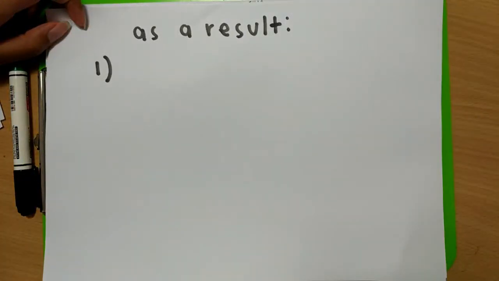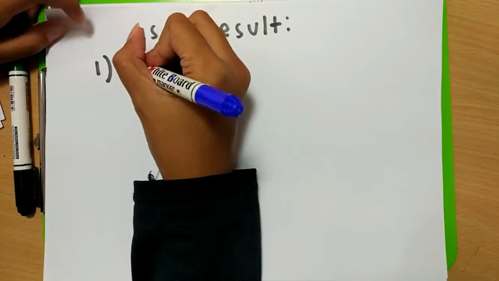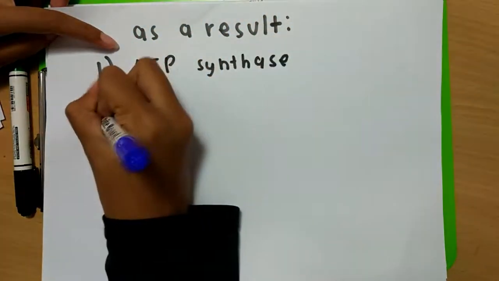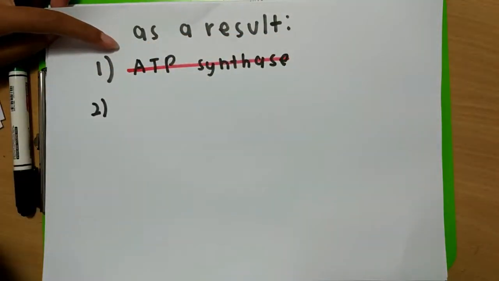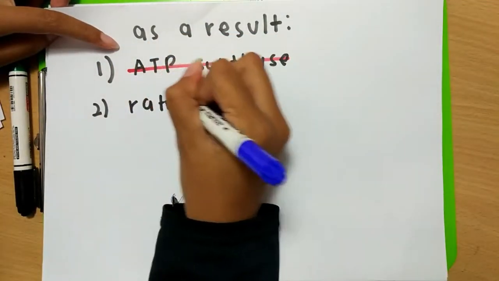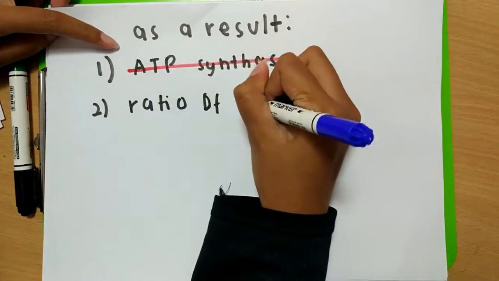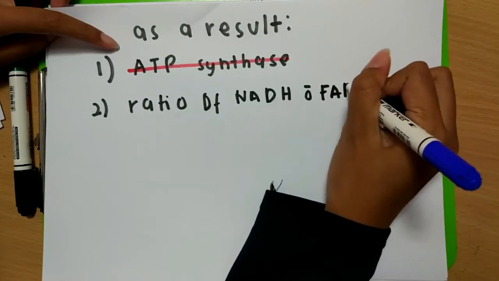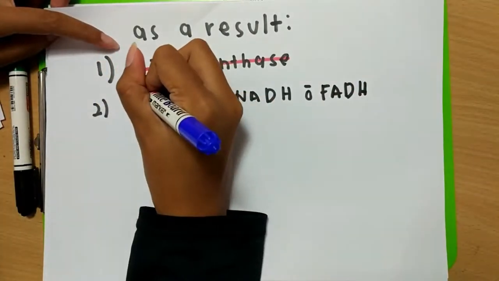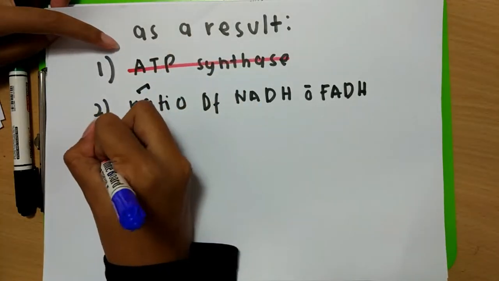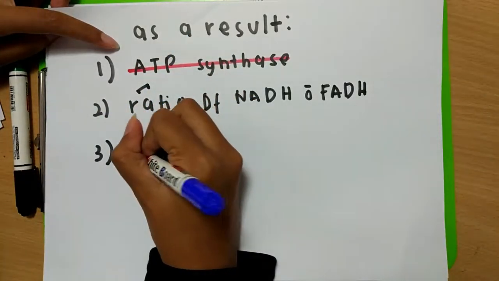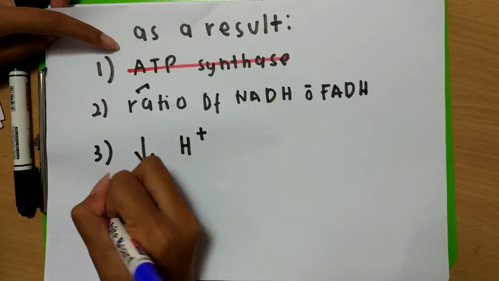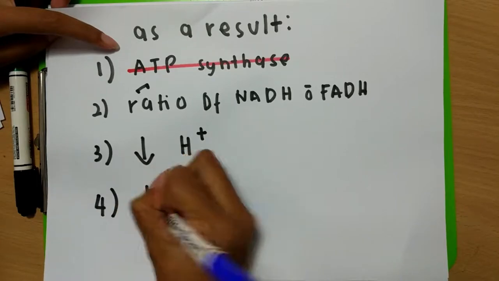In conclusion, all these inhibitors will disturb the production of ATP. Firstly, this is because of the unstable ratio of NADH and FADH2. Secondly, the concentration of hydrogen ions decreases, and the amount of ATP synthesis decreases.